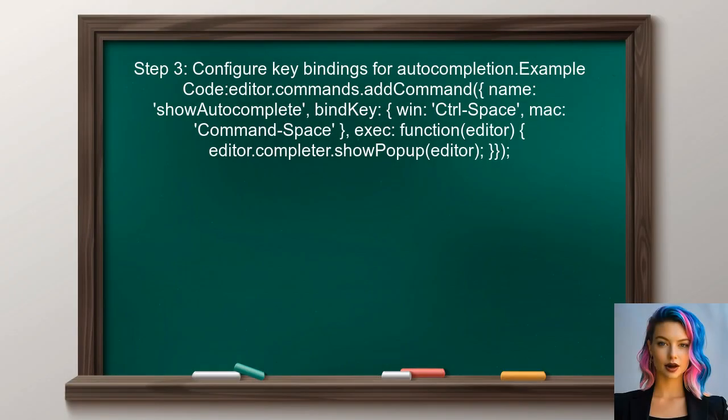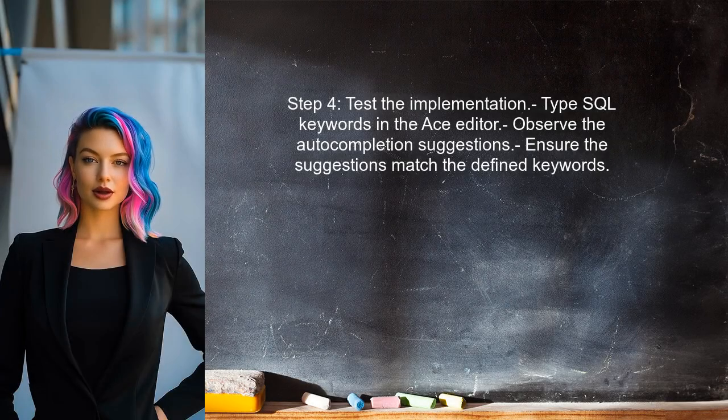After adding the completer, the user should ensure that the editor is set up to trigger auto-completion. This can be done by configuring the editor's key bindings. Finally, the user can test the implementation by typing SQL keywords in the editor. The auto-completion should suggest the defined SQL keywords as the user types.